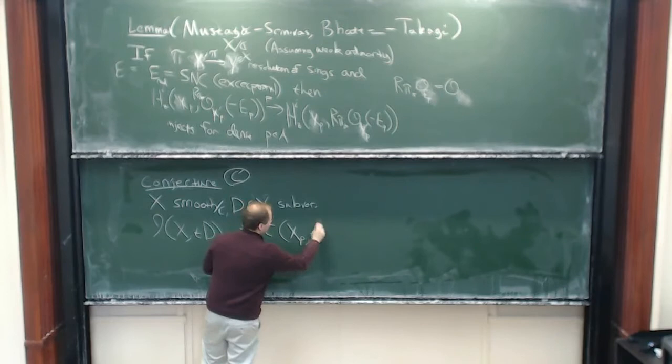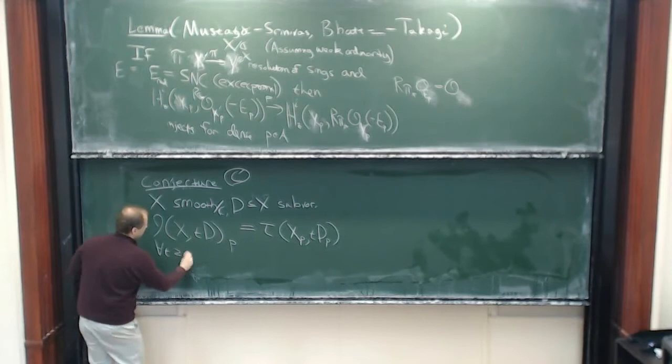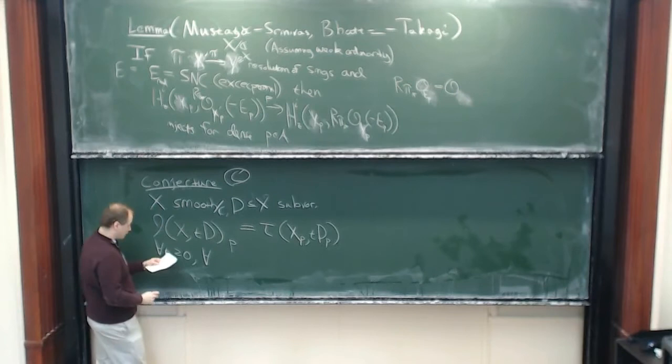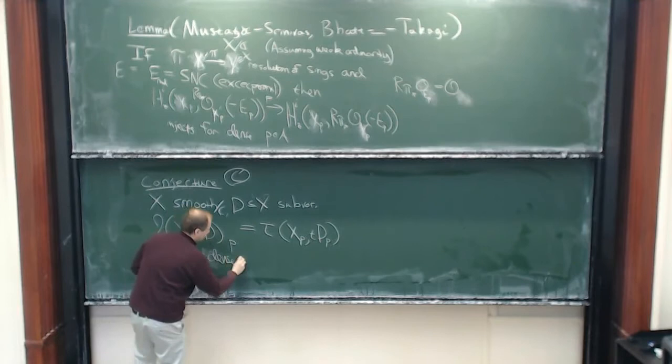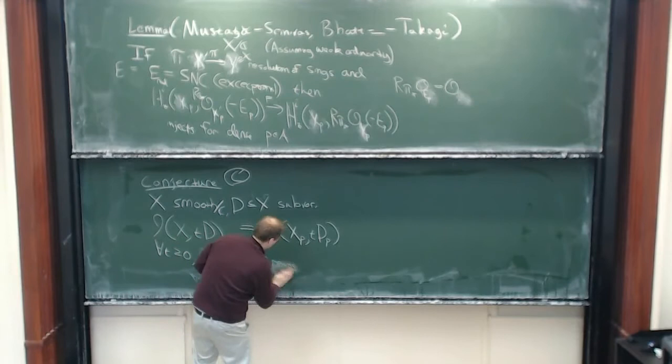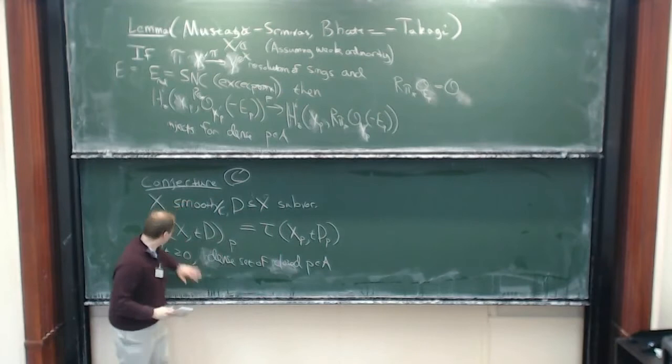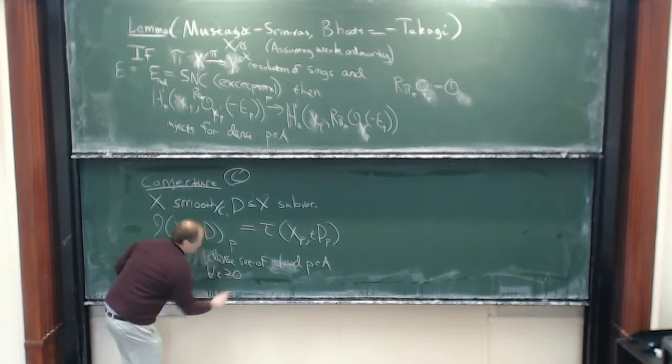For all t, so t is the coefficient of D, and for a dense set of primes, or of closed points p inside A. So in fact, you choose the dense set of closed points before you have to choose any t. You choose a dense set of closed points, and it works for all those t simultaneously.